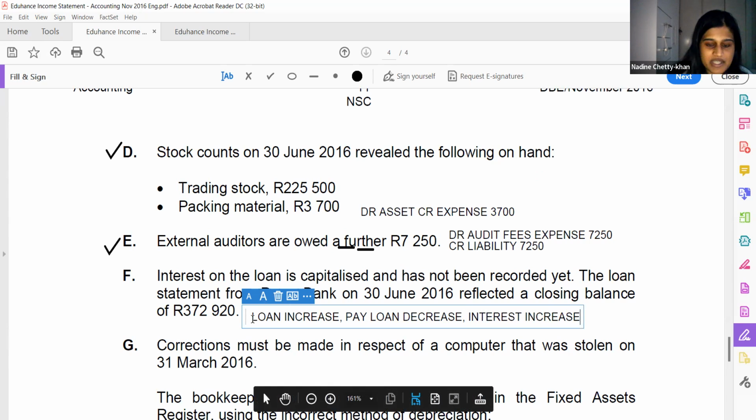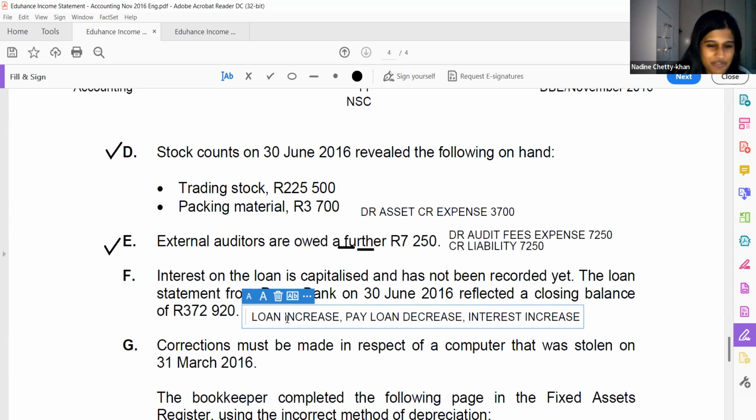Now, of these things, if a loan increases, that doesn't affect the income statement. If you pay off your loan, that doesn't affect the income statement. But the interest expense charge that you have will impact the income statement. Now, there are three things that can impact the movement from the pre-adjusted trial balance to this amount of 372,920. Do we have amounts for any increases or decreases?